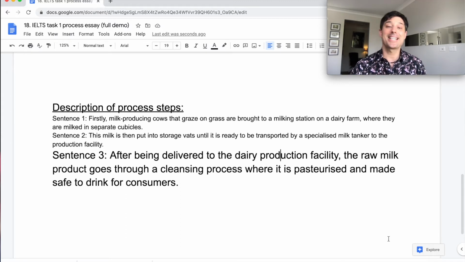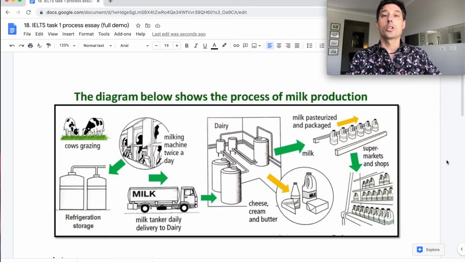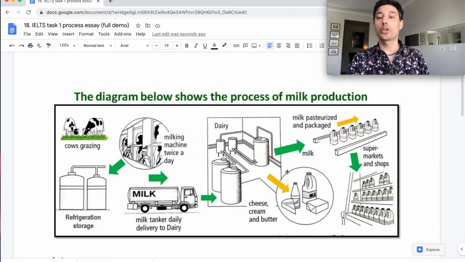So part of this sentence comes from my own knowledge, because I know that the reason we do this is to kill any germs so that people can drink the product safely. Okay, let's move on now, guys, and try and finish off this paragraph. So I think in sentence 4, I'm just going to talk about this other possibility for how the raw milk can be used finally. So I'm just going to describe this one now with the yellow arrow.